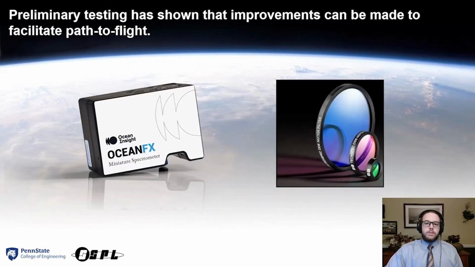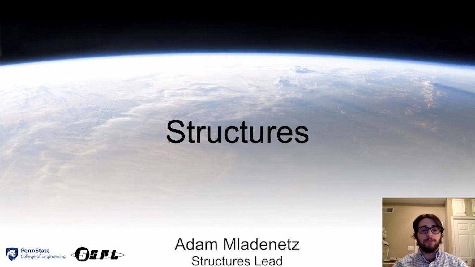After preliminary testing, which will be discussed later in the presentation, it was found that improvements can be made to the science subsystem, such as the use of a spectrometer with a faster integration time, like the Ocean FX, to minimize the collection of background noise, and the need for a custom 1064 nanometer notch filter, which will easily integrate into the current optical design. In the following section, we will discuss the structural design for Oasis.